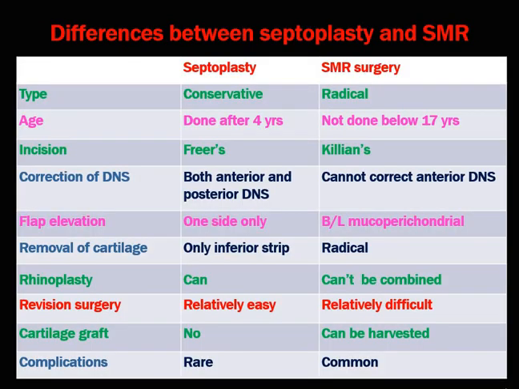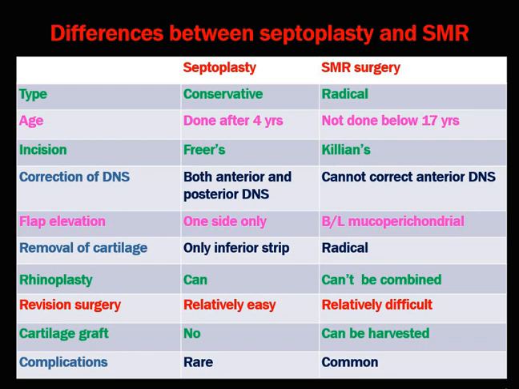How to differentiate between septoplasty and SMR surgery? This is a very commonly asked question in the exam. Septoplasty is a conservative surgery, whereas SMR is a radical surgery. The age at which septoplasty is done is after 4 years. Even though you can perform septal surgery below 4 years also, it is usually not done before 4 years. But SMR surgery is not performed below 17 years because the nose still grows till the age of 17 years and you cannot do radical surgery for the nose till 17 years of age.